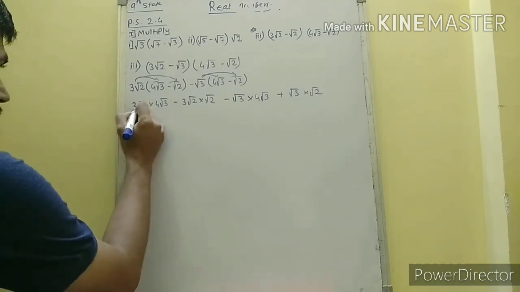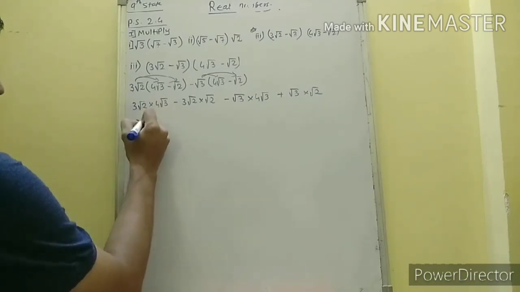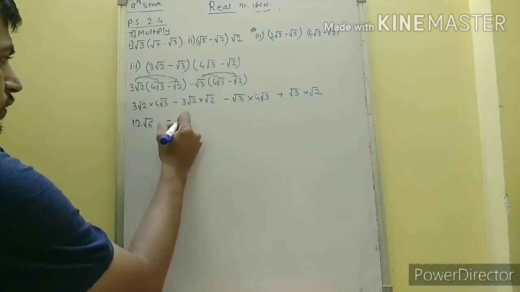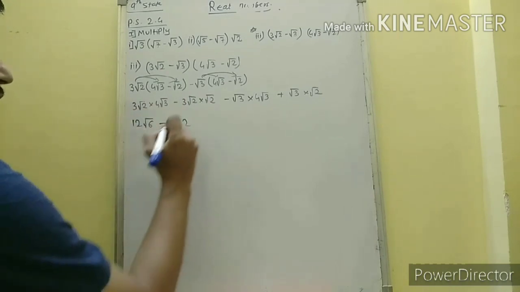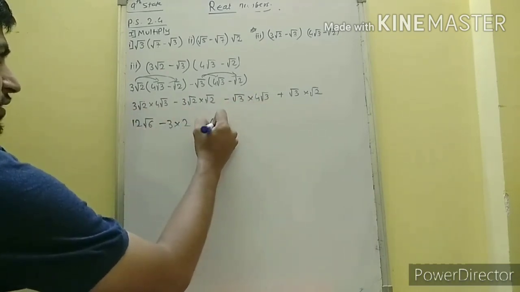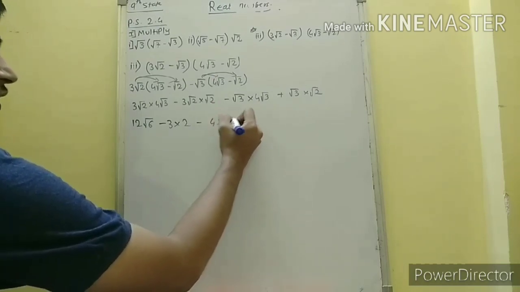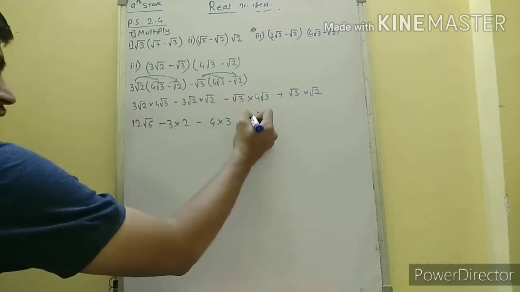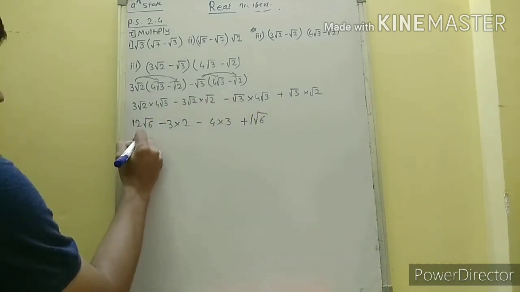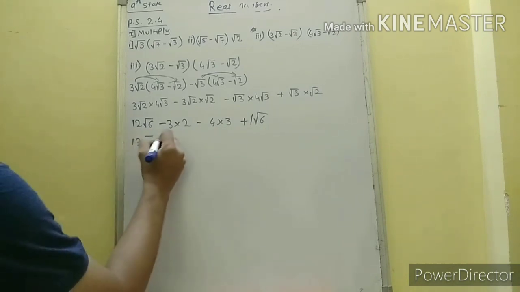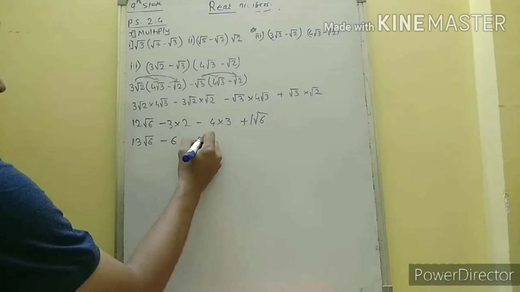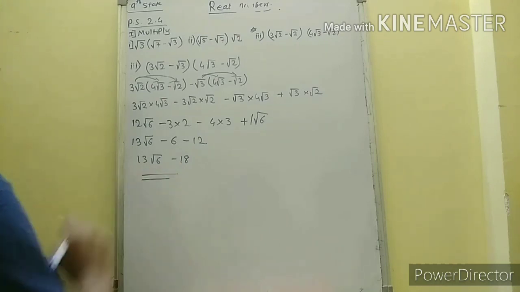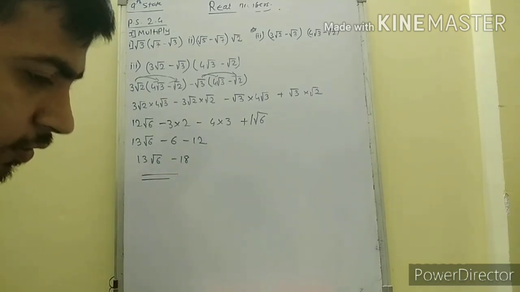So 4 3s is 12, root 2 into root 3 is root 6, minus 3 as it is, root 2 into root 2 is 2, minus 4 as it is, root 3 into root 3 is 3, plus root 3 into root 2 is root 6. Now 12 root 6 plus 1 root 6 is 13 root 6. Minus 6, 4 3s is 12. So 13 root 6 minus 18 is the answer for the third one of practice set 2.4.